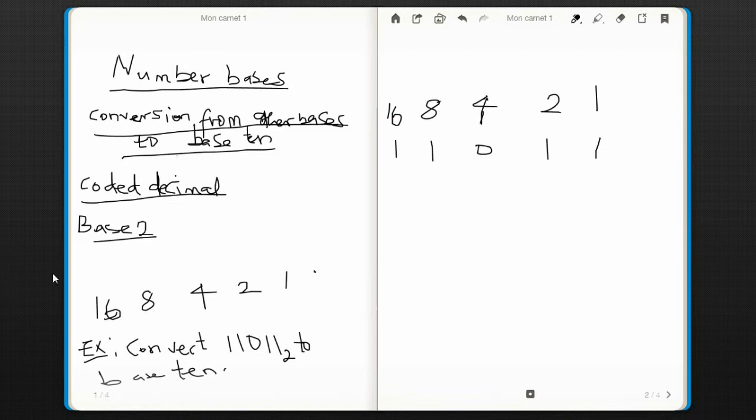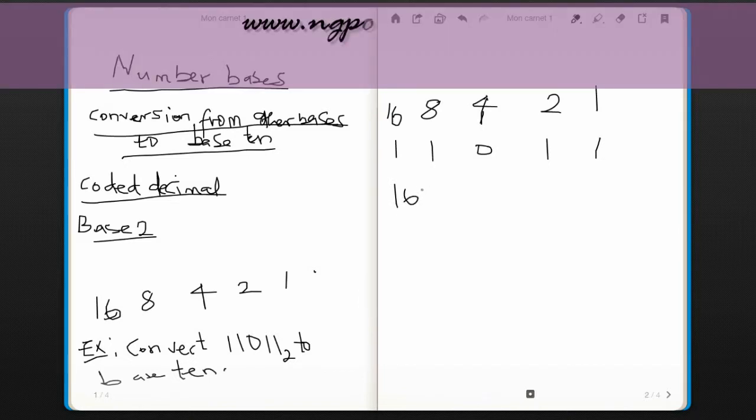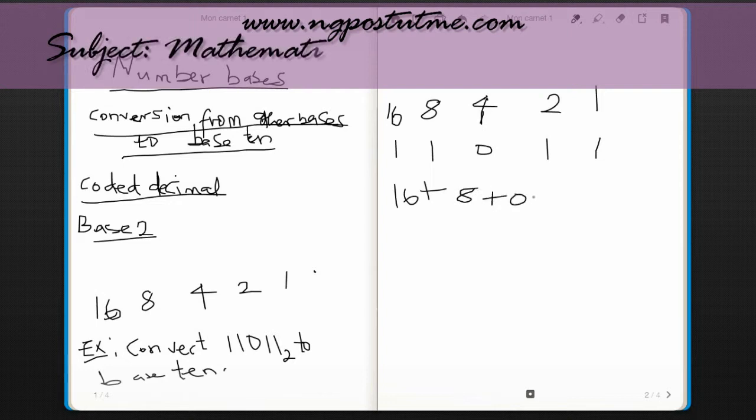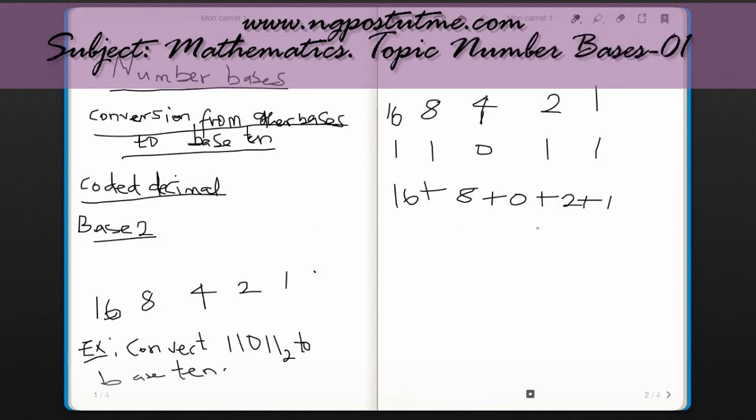Now what do I need to do? I multiply. 16 times 1 gives you 16. 8 times 1 gives you 8. 4 times 0 gives you 0. 2 times 1 gives you 2. 1 times 1 gives you 1. Add all this together, you are going to get 27. That means this 11011 base 2 is 27 in base 10.